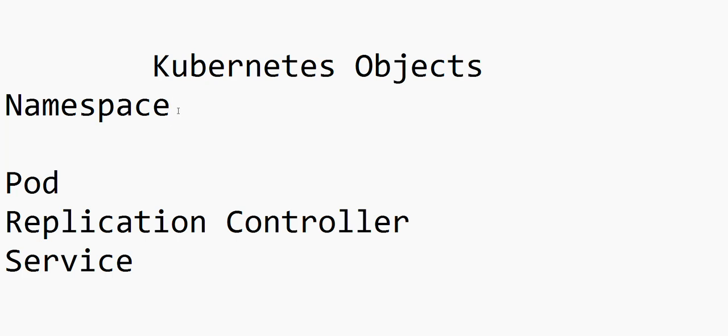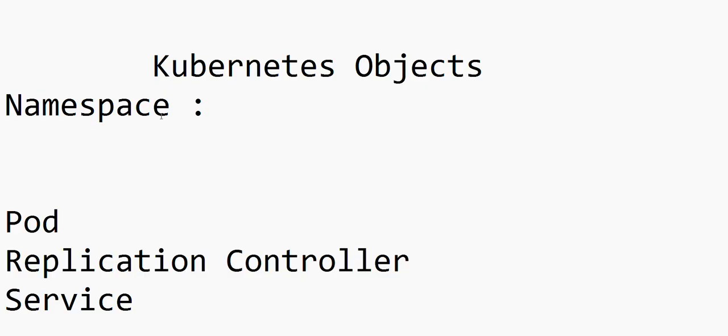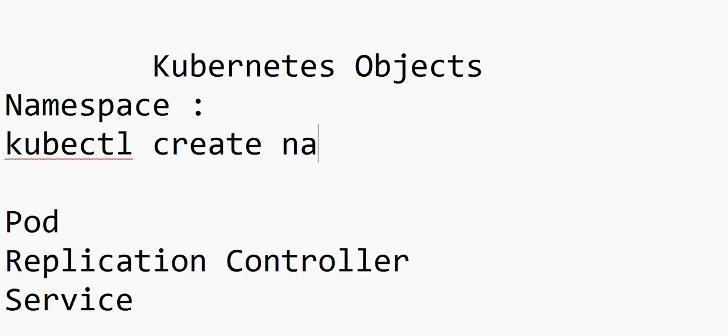Namespace. A namespace in Kubernetes is a way to logically isolate resources within the same cluster. For example, you can think of it as a virtual cluster inside your physical cluster. To create a namespace in Kubernetes, we have one command, that is kubectl create namespace. Here we need to give the required namespace name. So let's create a namespace. Let me open my Kubernetes machine.